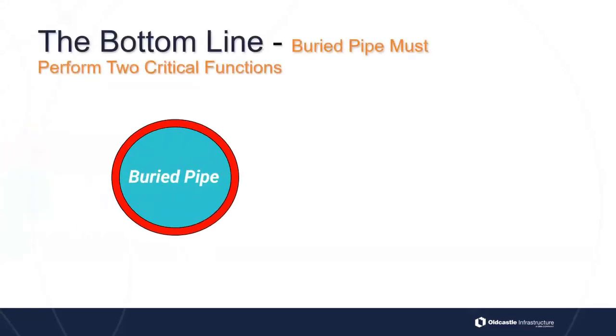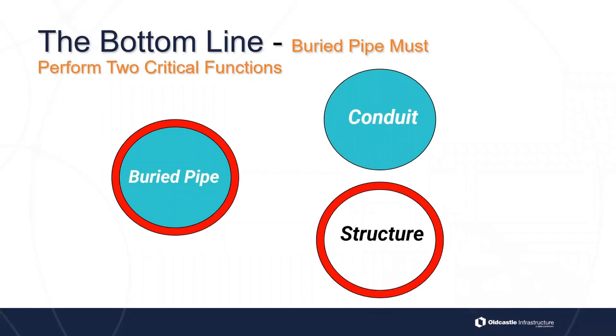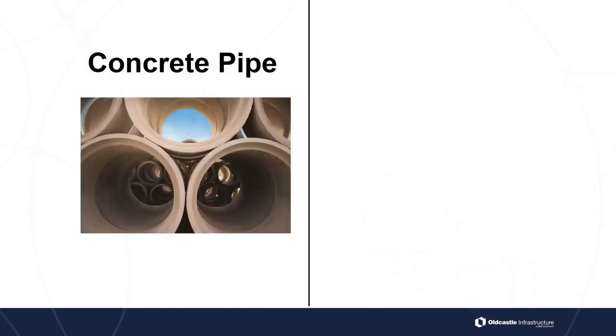Just a quick review from our last webinar. Buried pipe has to perform two critical functions. It has to act as a conduit, and it has to act as a structure to hold the loads above it. The two different types of pipe we're going to be talking about today are concrete pipe, which we know from last webinar is an engineered product, and it is plant tested. We have a structural engineer in the plant. We have a quality control guy who is doing all of our testing, making sure that it meets the loading requirements that we need it to for concrete pipe, because it is engineered and plant tested.